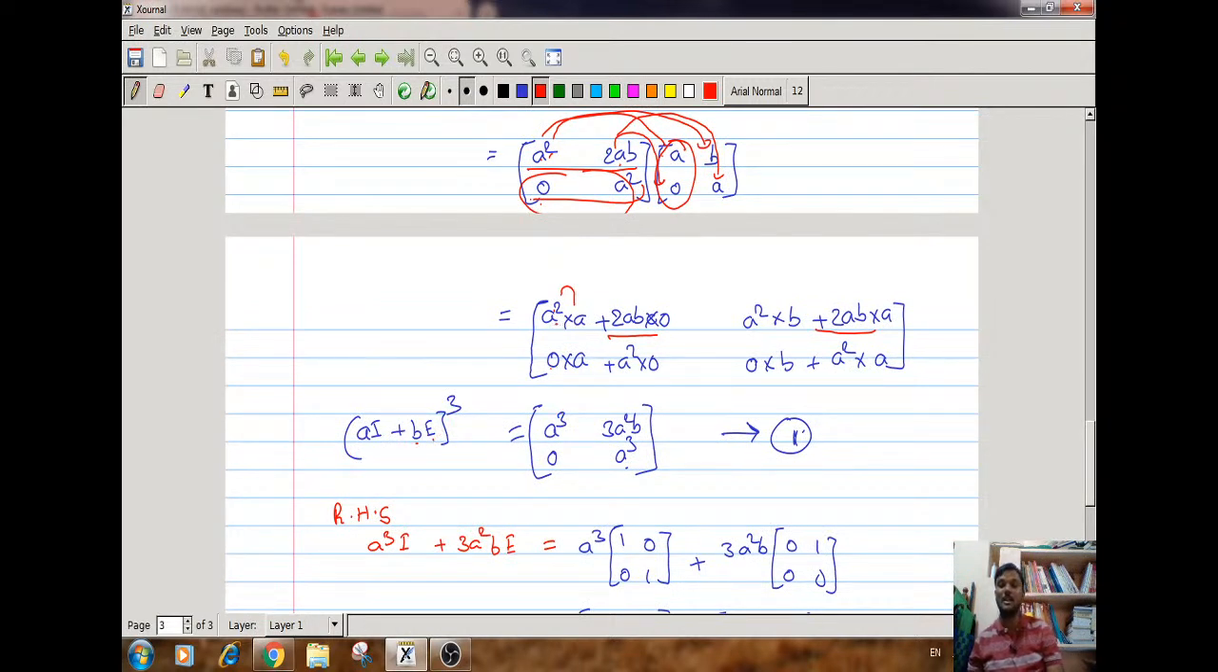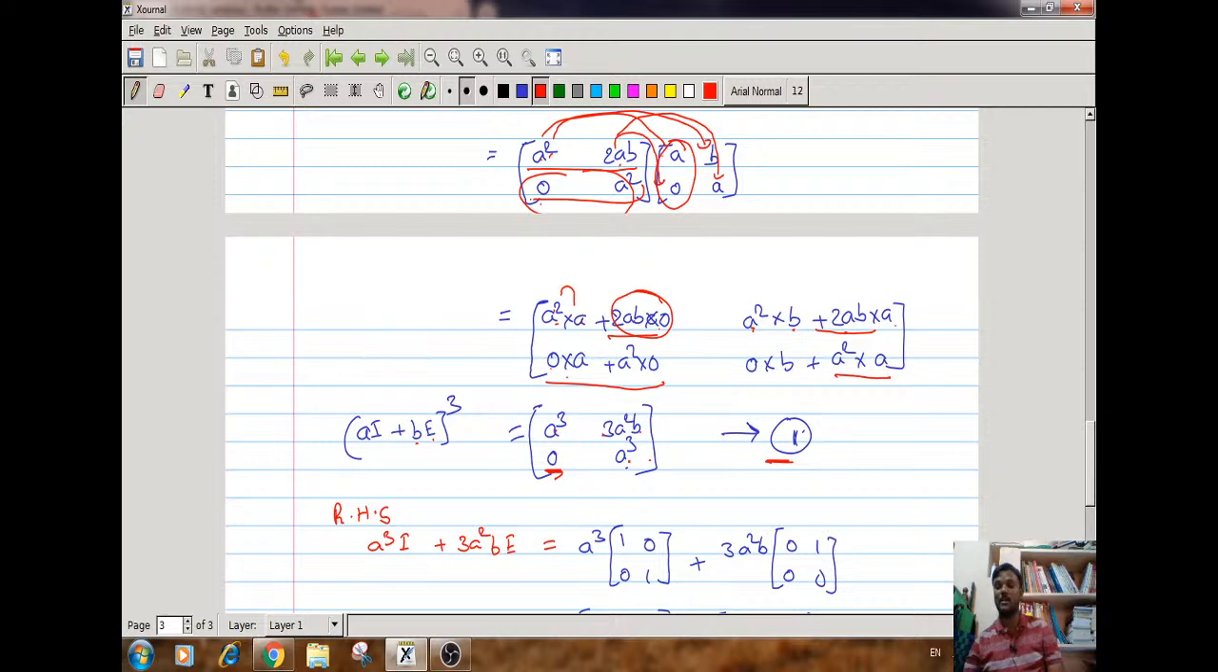You will get A into A square as A cube, and here this term vanishes because we multiplied by 0, and A square into B is A square B, plus 2A square B, that means 3A square B, and this term becomes 0, that's why I wrote 0 here. Here A square into A is A cube. This is the LHS part. The LHS part is completed up to here.